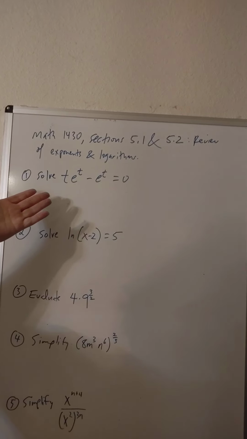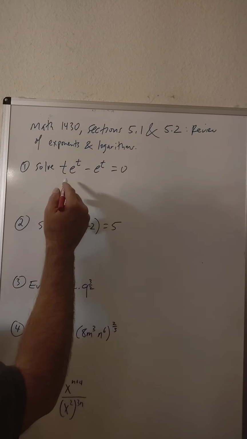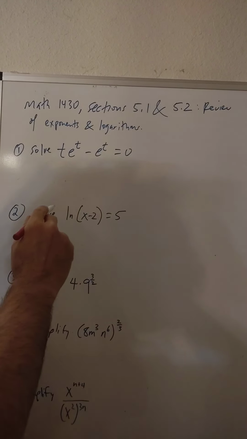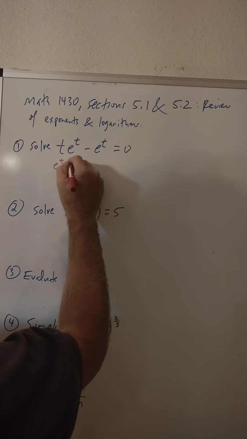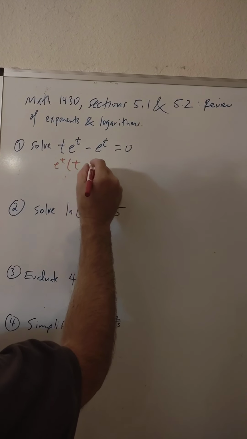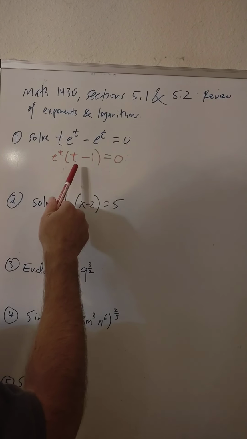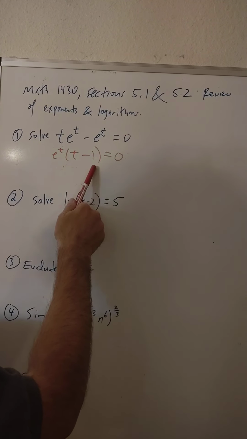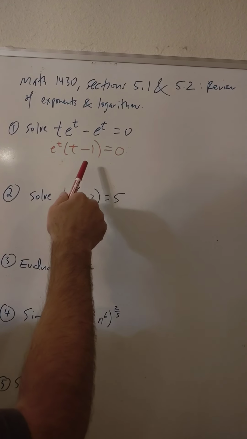So, I want to solve for t here. Let's factor it first. What's the greatest common factor of these two terms? It appears to be e to the t. And what am I left with? With the first term, t, and minus 1 equals 0. If you're not sure you factored correctly, use the distributive property here. Do you get back the original? And indeed we do. So it's factored correctly.